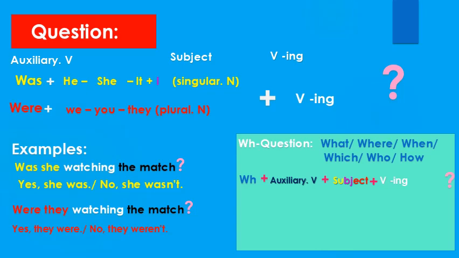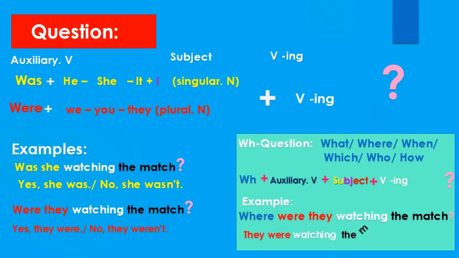Here we only add at the beginning the WH words, which are what, where, when, which, who, and how. But here the answer is a full sentence. So we have an example. Where were they watching the match? So they were watching the match at home. So here we have a full answer.